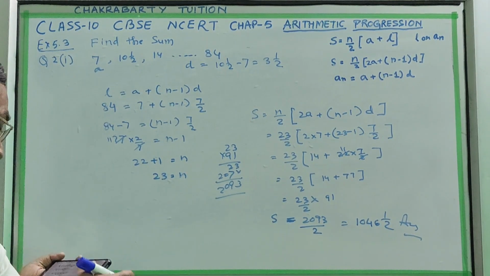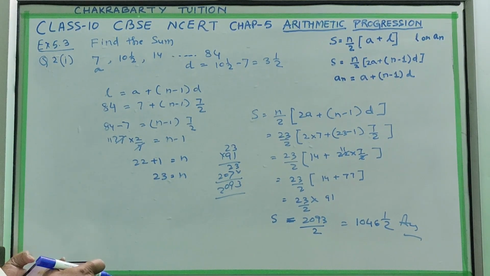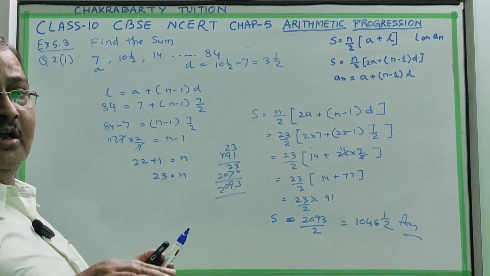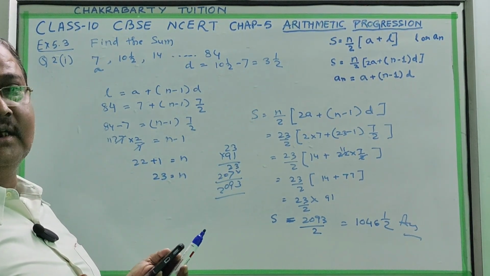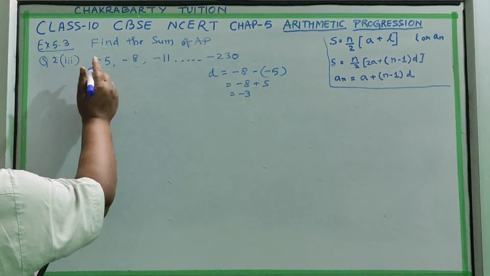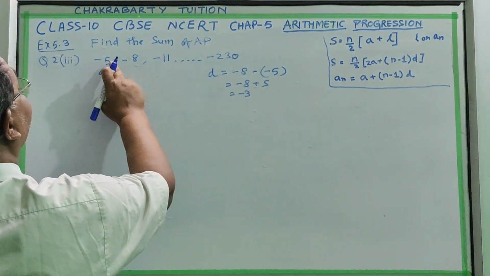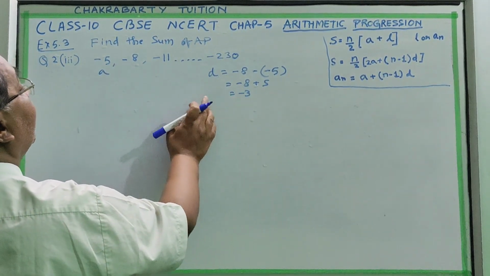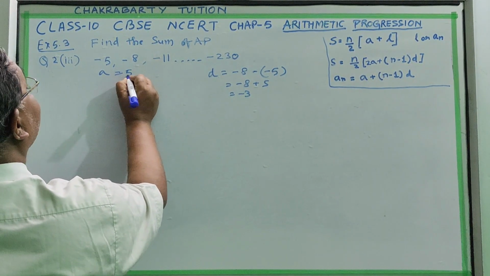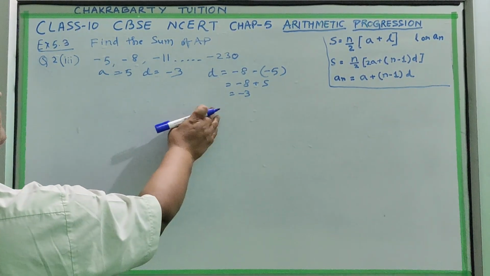Now we will solve another question in this exercise 2. We will solve the third one. All questions we are not solving, you solve some questions because too many questions are there. So question 2 third. Here A is given. This is your A. D we have calculated, 8 minus 5, it is minus 3. So D is also given. A equal to 5 and D equal to minus 3.